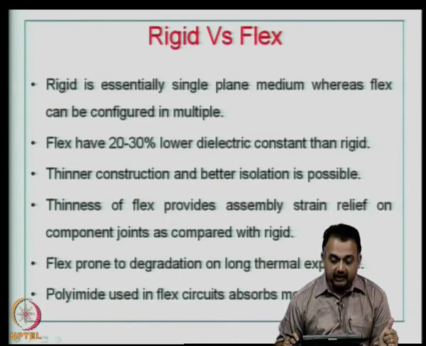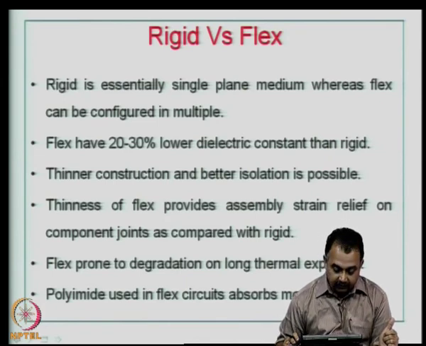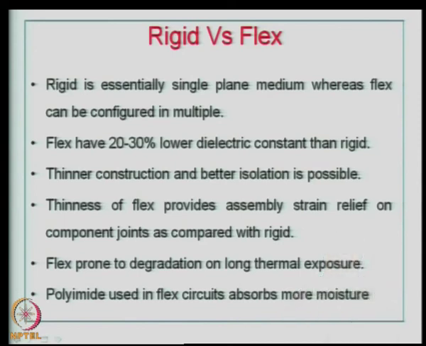Flex is prone to degradation on long thermal exposure. Polyimide used in flex circuits absorbs more moisture. So, these are some of the points that one can immediately look at in terms of advantages of a rigid circuit or base versus a flex circuit or a flex base.